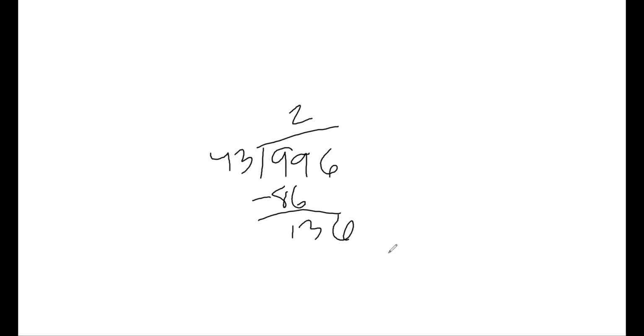So our estimation problem for that. Remember, we need to round. 136 rounds up to 140, giving us 14 tens, and 43 rounds down to 40, giving us 4 tens. So our equation is 14 divided by 4. And what is the closest thing we can get from 14 divided by 4? 3, because that equals 12.